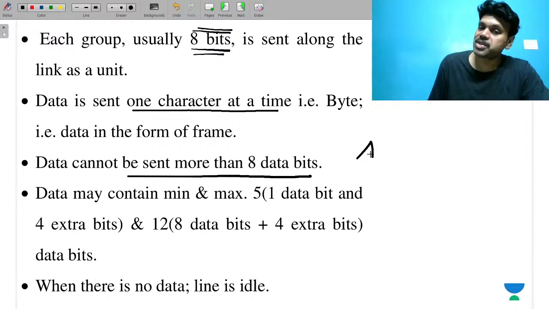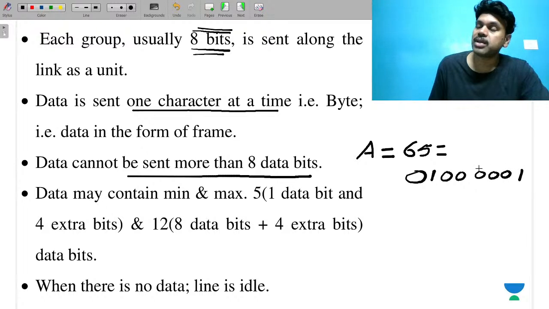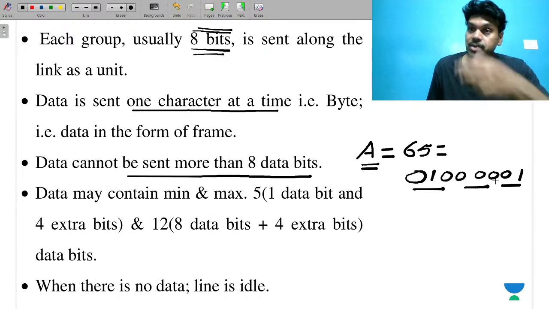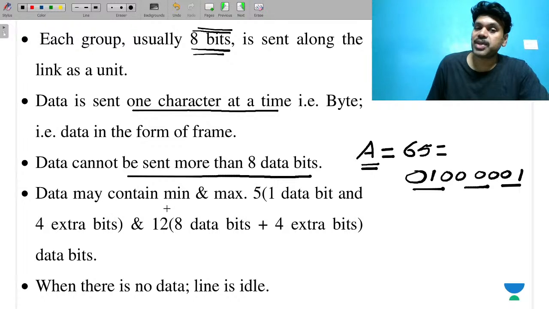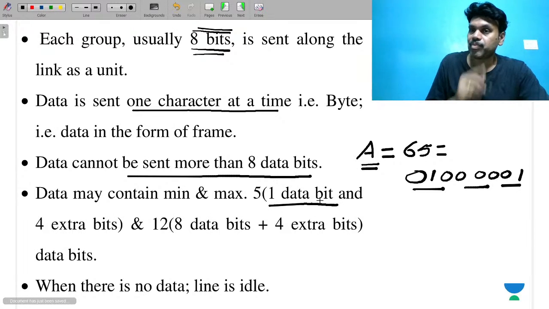For example, if I want to send the character A, the ASCII value is 65, so I am going to write it in the form of 01000001. So when you are sending A, it is projected in the form of 8 bits like this. And whenever I say minimum and maximum, at minimum one data bit must be there. And how many extra bits are you going to provide?